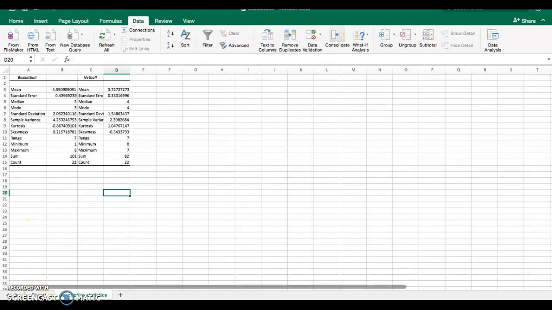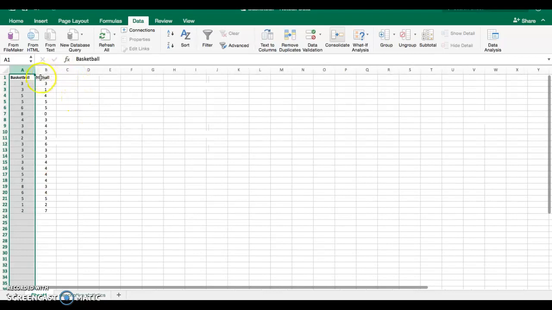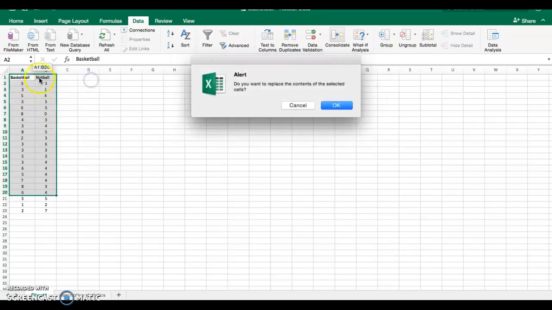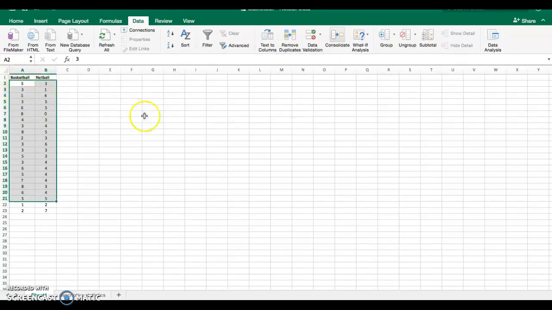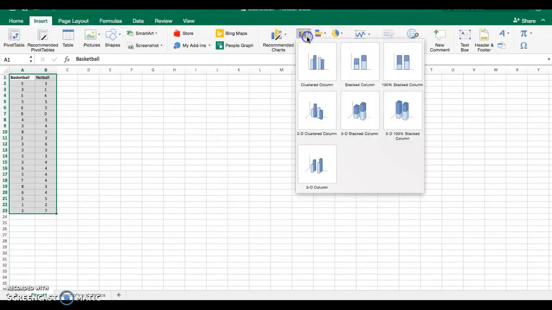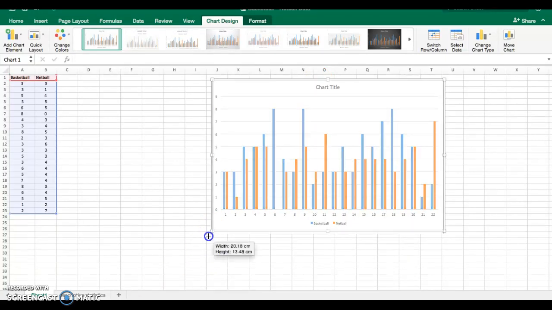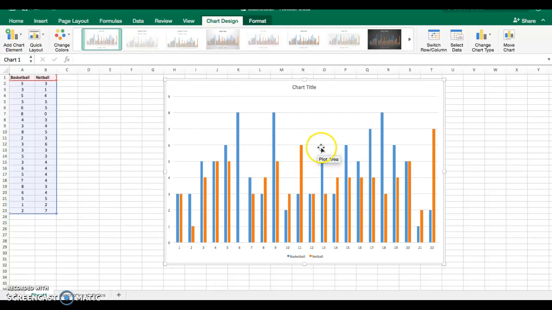Okay, so then going back to sheet 1, I'm then going to create a bar chart to show the sets compared together. So if I just go into insert and then press the bar chart. Okay, so this is going to come up with this. Right, so this bar chart clearly shows the two results next to one another. So the basketball is in the blue and the netball is in the orange.